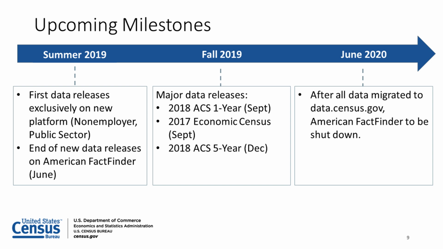In 2018, the ACS 1-year will be available in September. About a week before that release is when our 2017 economic census data will start going out. It's a rolling release, but that's the very first in September. And then in 2018, the 5-year will be released in December. So the same schedule, but not through AFF, but through data.census.gov.